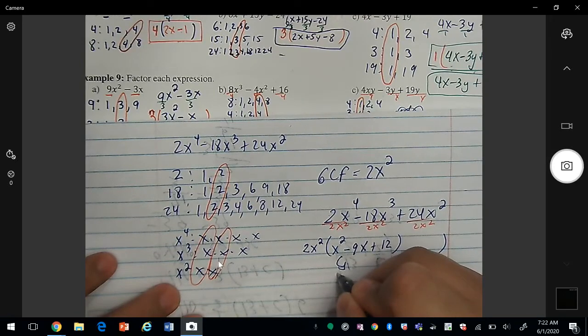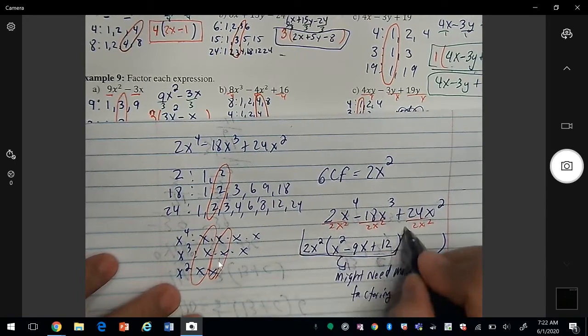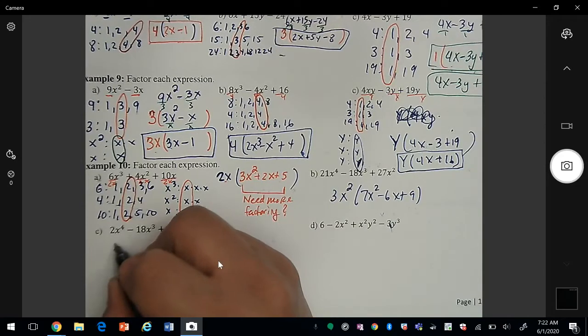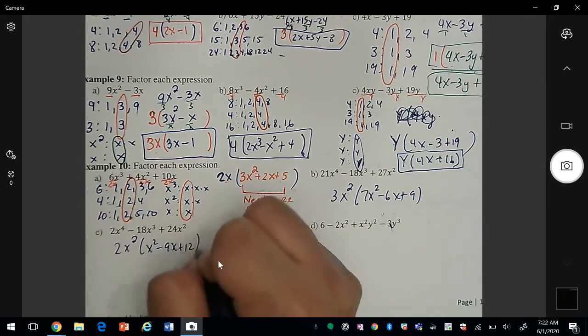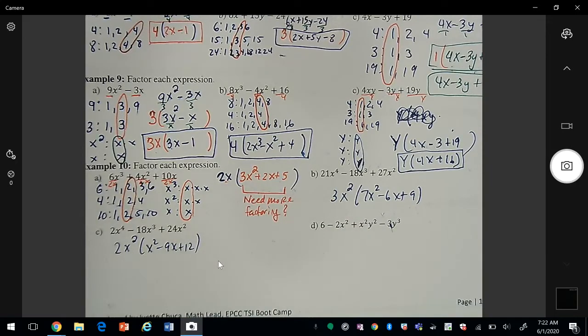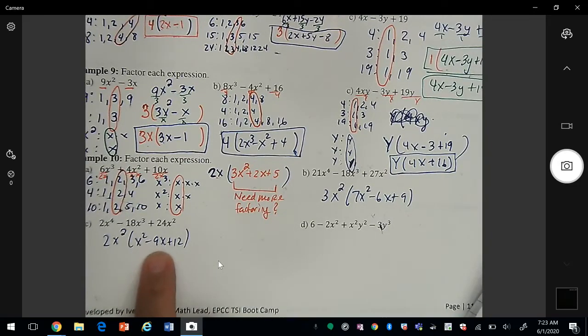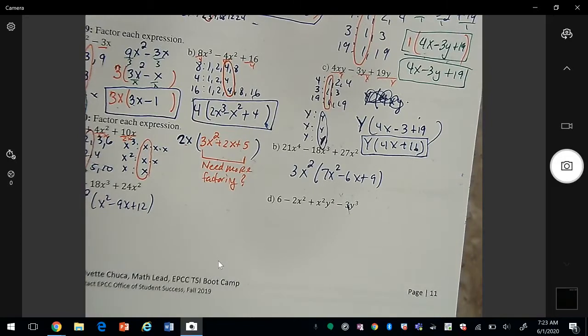Again, you want to check to see if this might need more factoring. Okay, so we have 2x squared times x squared minus 9x plus 12. And again, just make sure that we come back to check if this needs more factoring. And then the last one that we have here, letter D.